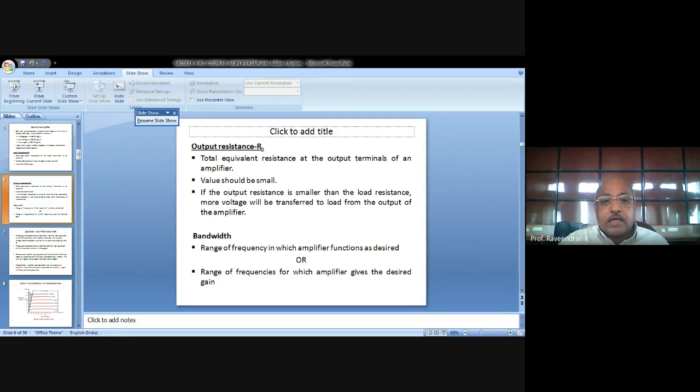That is the C in or C1. You can put anything like that. C1 or C in, that is the input coupling capacitor. CC is the output coupling capacitor and CE is the emitter bypass capacitor. This circuit as a whole will give a single stage RC coupled amplifier.